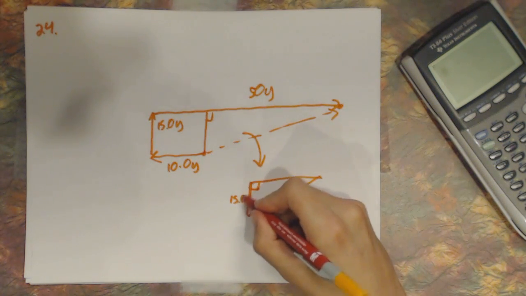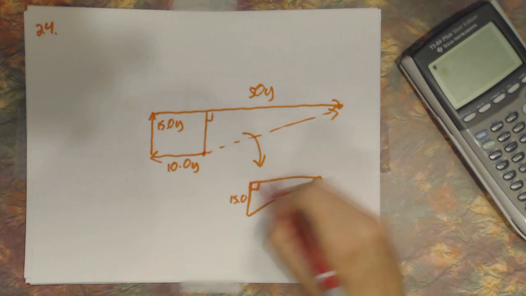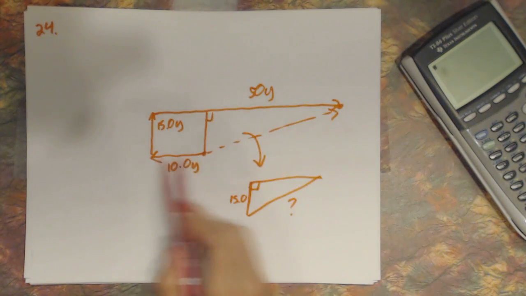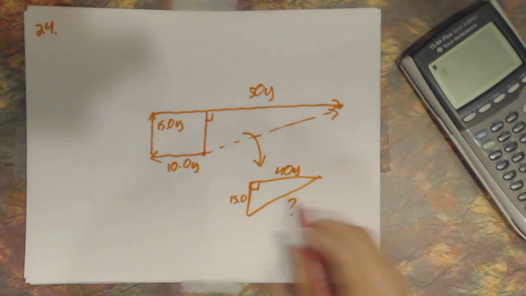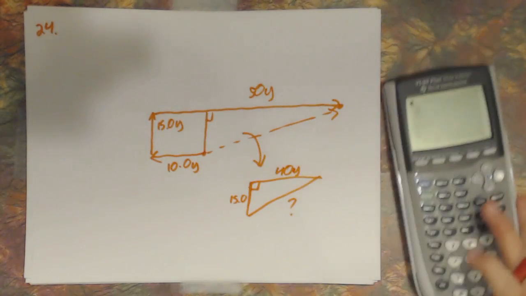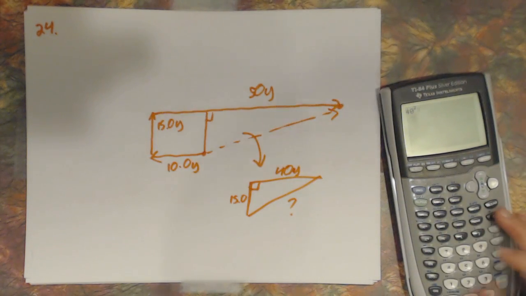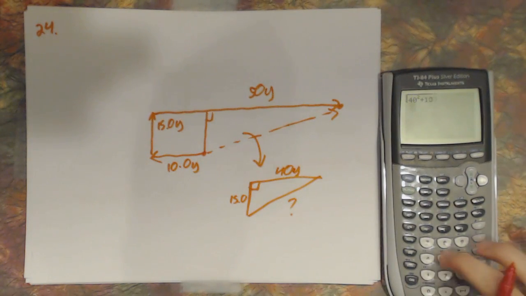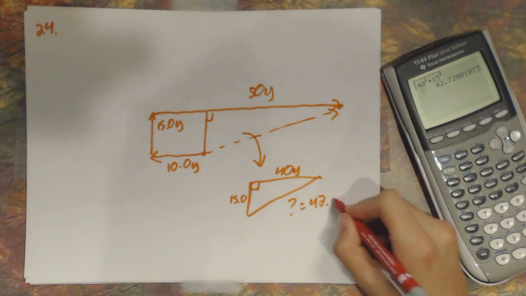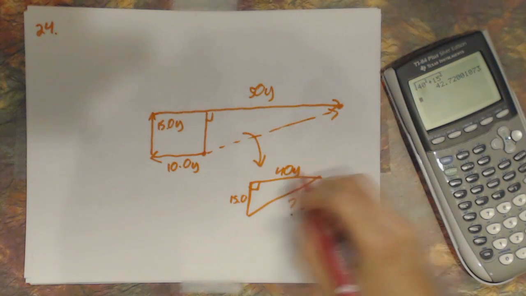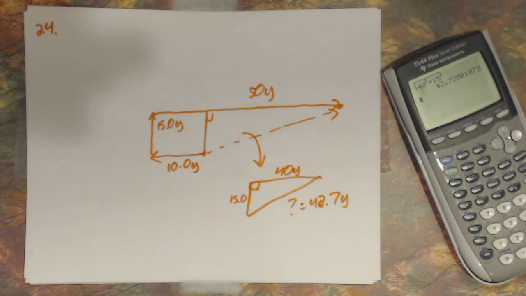This is 15 yards, sorry. And then this length is going to be the 50 yards minus the 10 yards here, so 40 yards. And to figure out the total displacement, we're going to use the Pythagorean theorem, so square root of 40 squared plus 15 squared, and you're going to get 42.7 yards. And then we need an angle, which, actually no, it doesn't want an angle. So it's just 42.7 yards, and there's your answer.